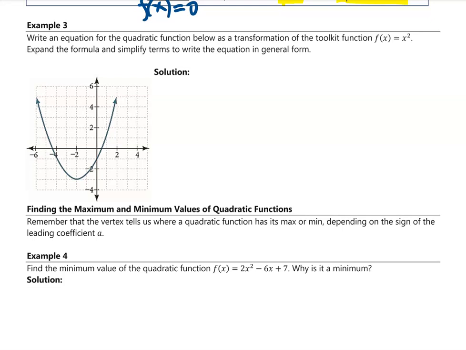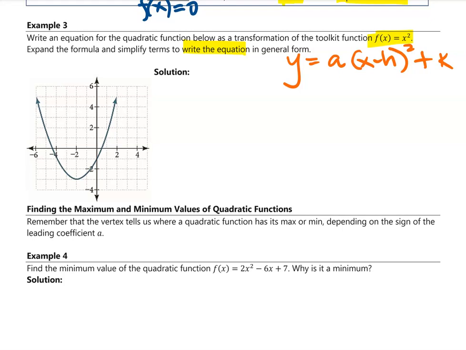Example 3. Write an equation of the quadratic function below as a transformation of the toolkit function f of x equals x squared. Expand the formula and simplify terms to write the equation in general form. From the last chapter, you learned that for a parabola you have the stretch factor, h is left or right, and k is up and down. These are the transformations. Here, how do we write an equation of this parabola?